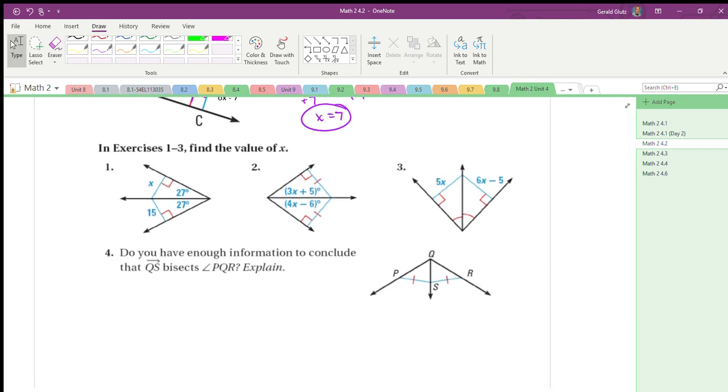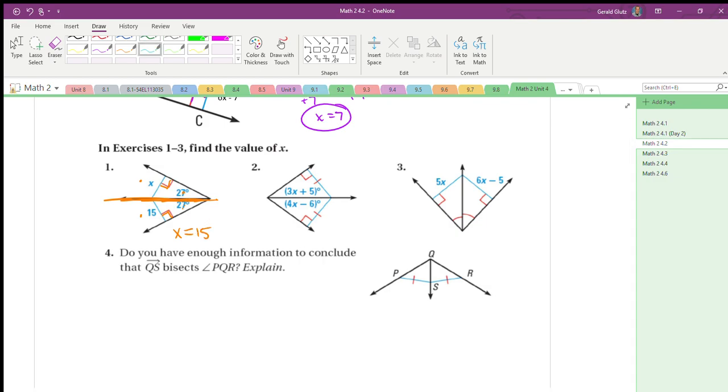On the next couple exercises here, find the value of x. So again, we got a 90-degree angle, 90-degree angle. These two angles are the same. So that tells us that this is a bisector. So bisect man goes through, and he always makes things congruent. So x has to equal 15. So that one was easy.